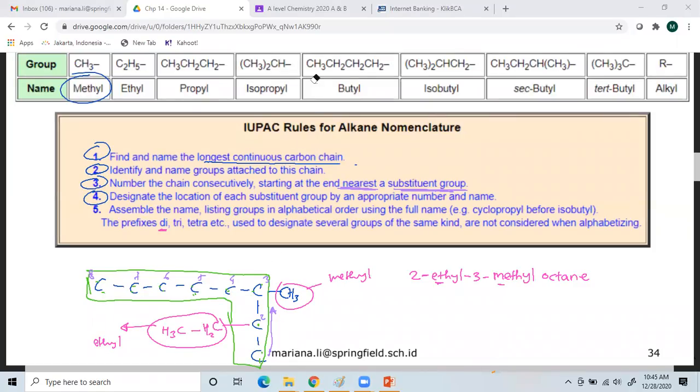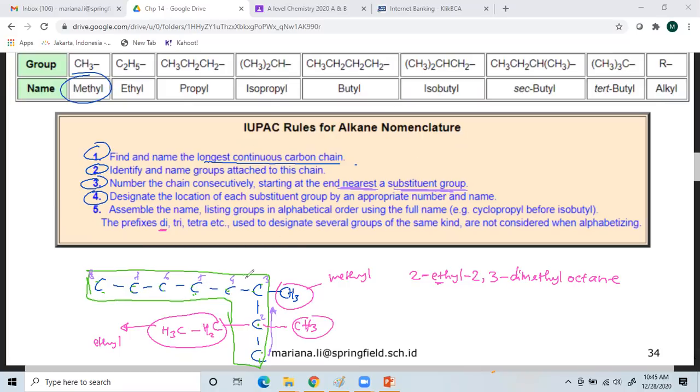Okay, now let's see if I have one more C here. What would the name be now? The name would be 2-ethyl, 2,3-dimethyloctane. Okay, do you understand? Since we have methyl groups at the second and then the third carbon, 2,3-dimethyl. Clear? Yeah, I think it's clear.